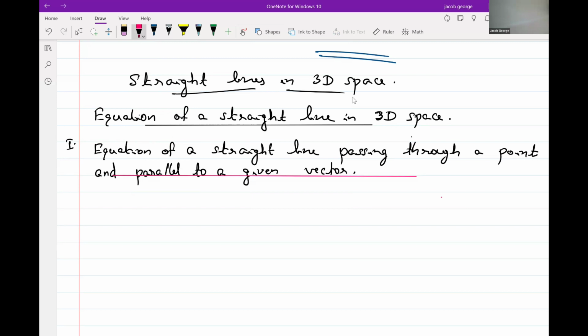So from the heading, you can easily understand two things are given here. A point on the straight line is given, and what is the second given factor here? Parallel to a given vector. So we'll draw a diagram of a straight line in space. Space means x, y, and z axes. So let's draw a diagram. If you have a scale and pencil, draw a neat rough diagram like this: x, y, and z axes.